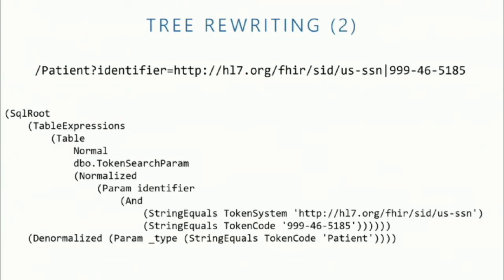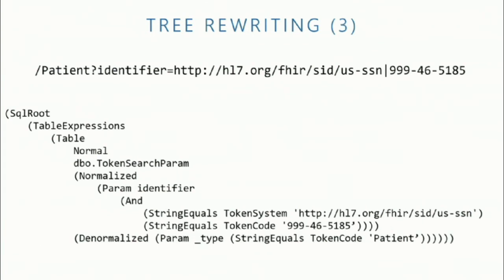Then there's a pass that ultimately turns it into something that looks like this, where we build something that starts to look a little more like what we generate. There's a SQL root, and a set of these table expressions, which are the parts that we end up stacking up. There's a table expression here that has a normalized component, which is going to be over the token search parameter table, and here are the criteria that we have over that table. And there's a denormalized criteria, which is something that applies to the resource itself, not to the search parameter table. That's where the type is Patient, so that's on the resource table.